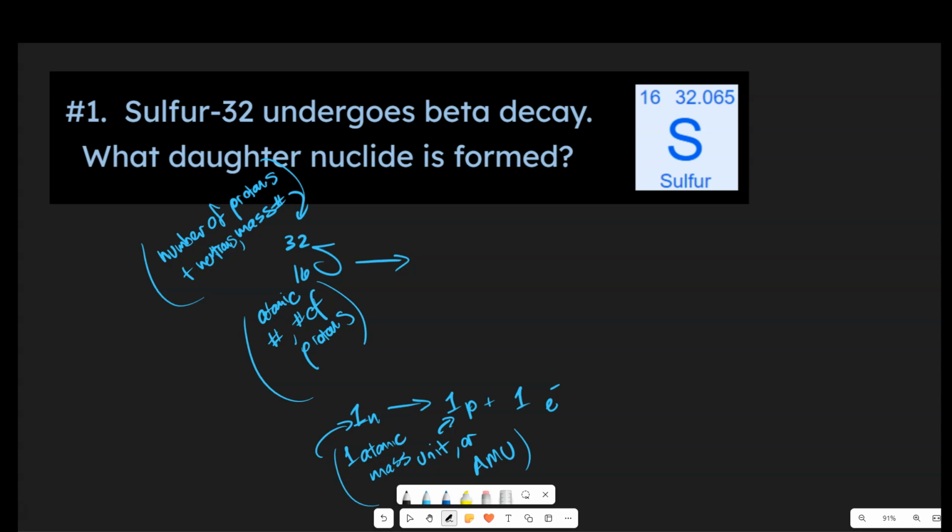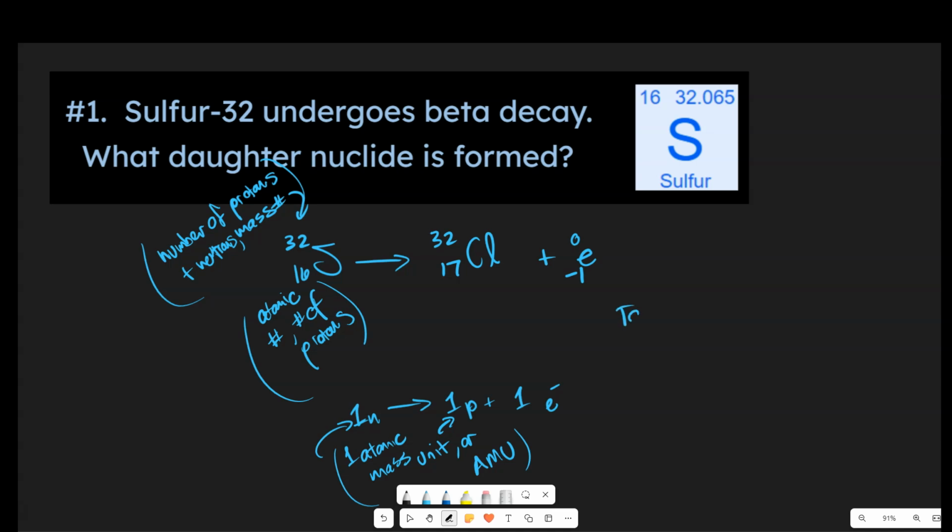All right, so we know that we're going to have an electron that's going to be given off, and the electron has insignificant mass. We also know the electron has a negative charge. Whatever this is has a mass number of 32. But we do know that we have gained one proton. If we have gained one proton, we're no longer talking about sulfur, we're talking about chlorine. So what we have is this equation right here.